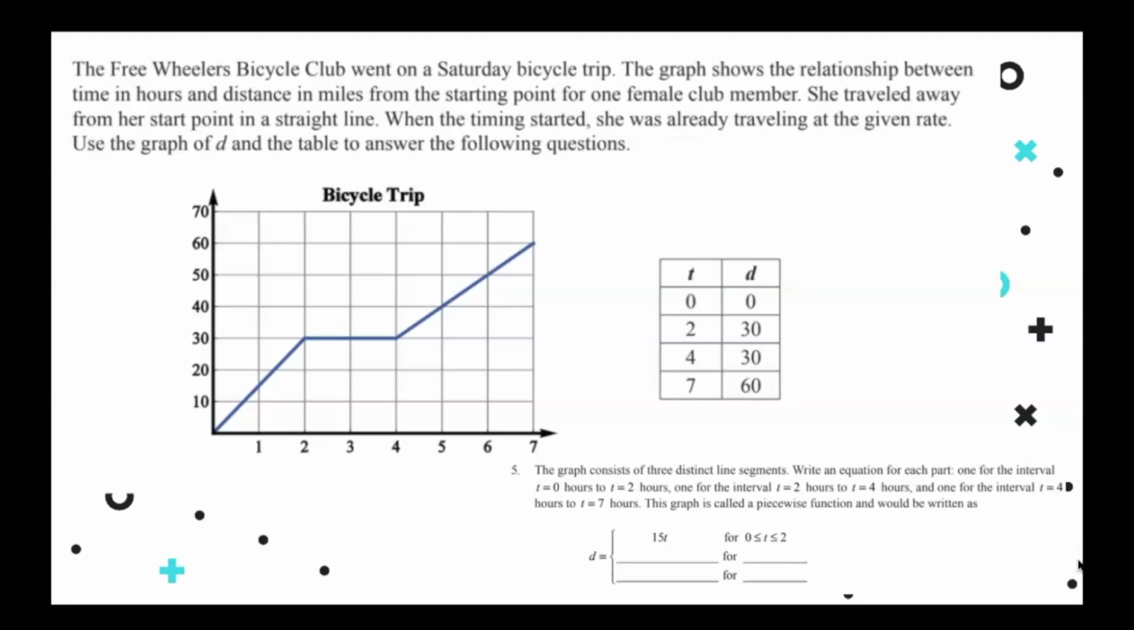So one thing that is new for the students is being able to write a piecewise defined function. So I've color-coded this so that they could see. So the first equation is given for them, and this one happens to be in slope-intercept form. For the second piece, we would talk about how the slope is 0. So time is moving on, but the distance is remaining the same.